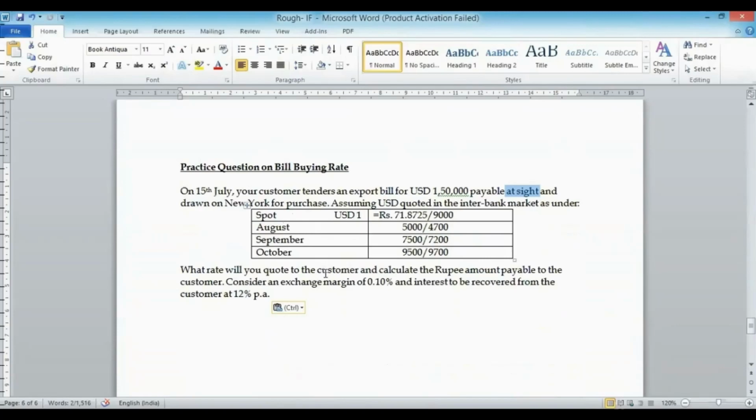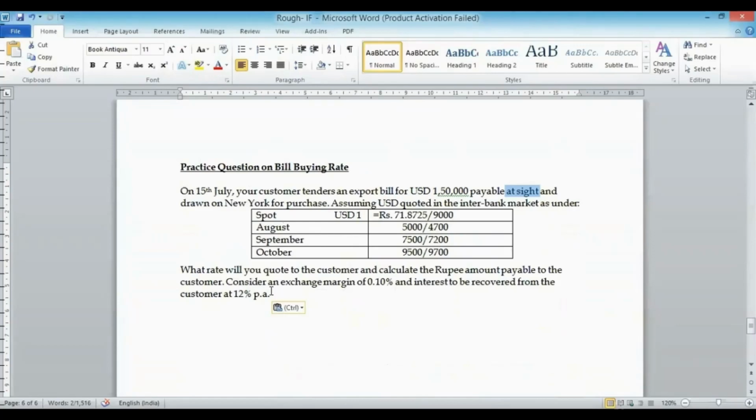Then you are supposed to quote to the customer what is the rupee amount that you will pay to the customer against the bill, which is at site, of USD 1,50,000. The bank is also going to charge an exchange margin of 0.10% and the interest recoverable from the customer is at 12% per annum. Now we have to give the exchange rate, the conversion rate. Because it is not the TT, it is a bill, the current rate will not be considered. That means a future rate has to be given.